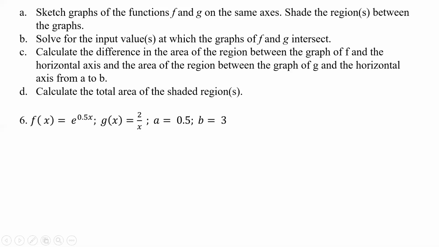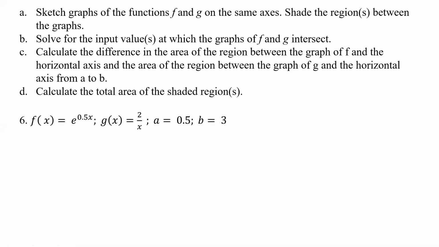All right, so here we're supposed to sketch graphs of the function f and g on the same axis like we've been doing, and then shade the regions between the graphs. And then we're supposed to solve for the input values at which the graph of f and g intersect, and then calculate the difference in the area of the region between the graph of f and the horizontal axis, and the area of the region between the graph of g and the horizontal axis from A to B, and then calculate the total area of the shaded regions.